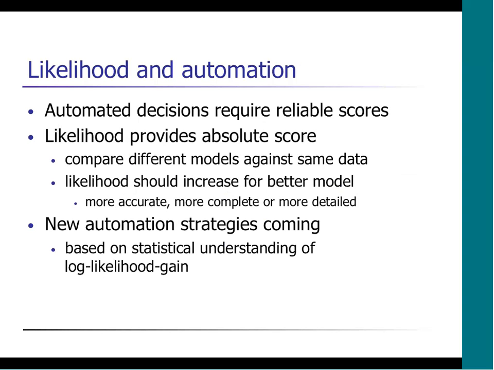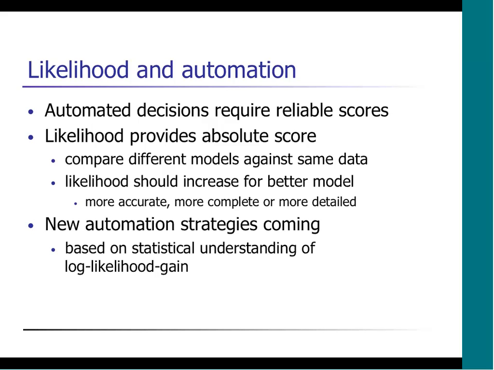We've got some new automation strategies under development because recently we've started to understand the log likelihood gain score that we use in Phaser in terms of the statistical errors in it and what exactly is a significant improvement in the LLG score and what's a significant LLG, but I won't take too long to get into that now. But there should be some better things coming.